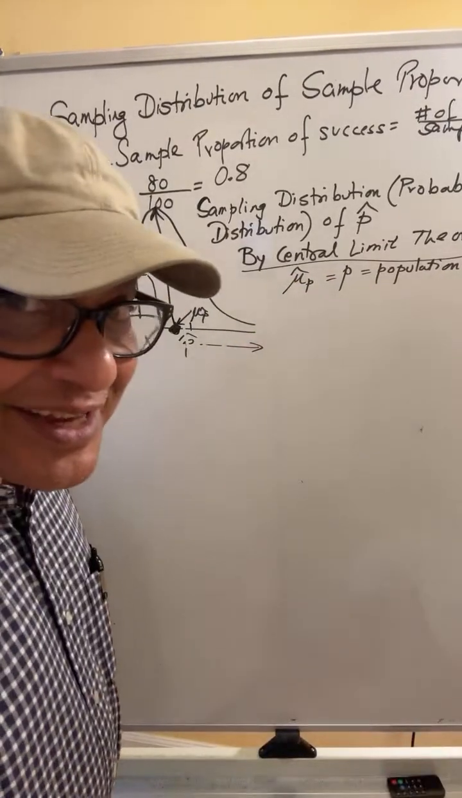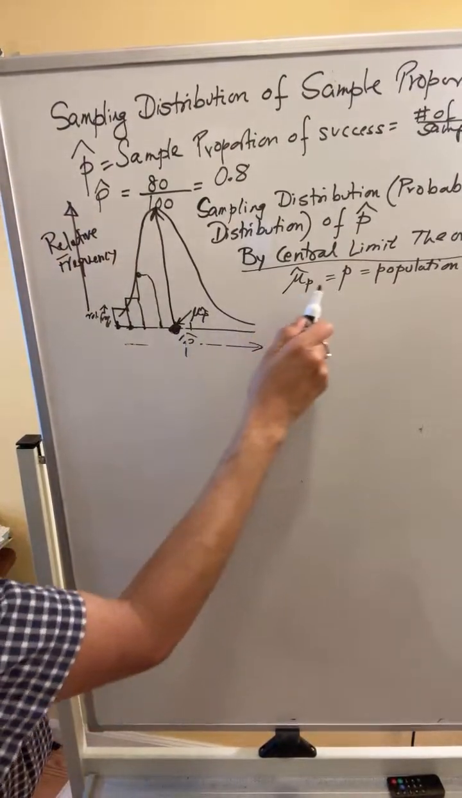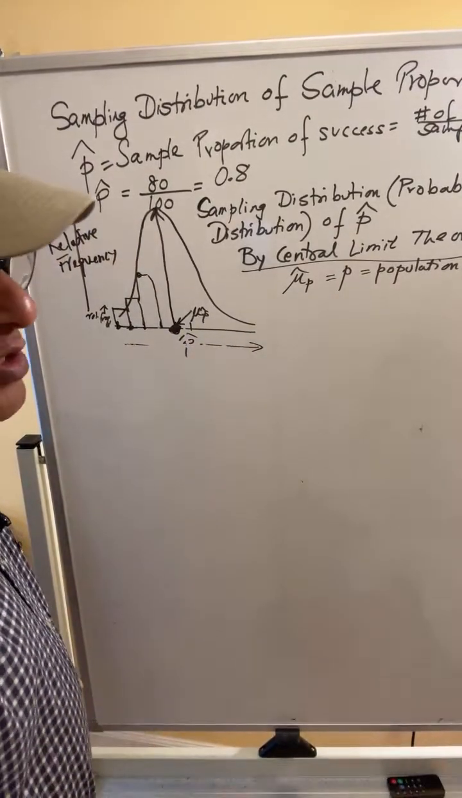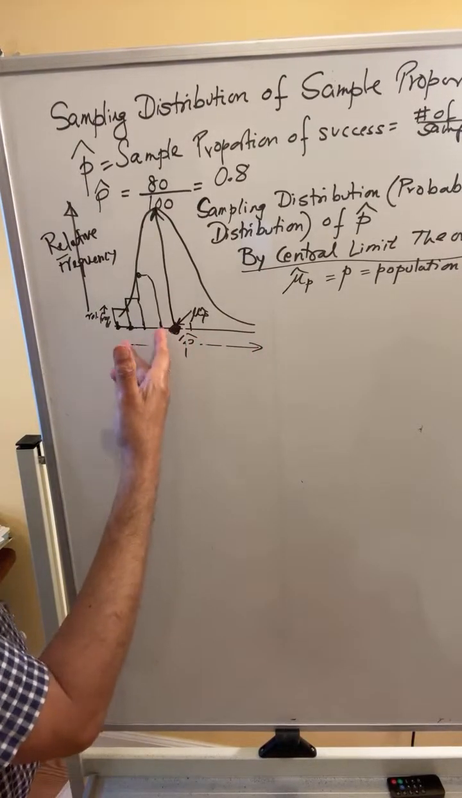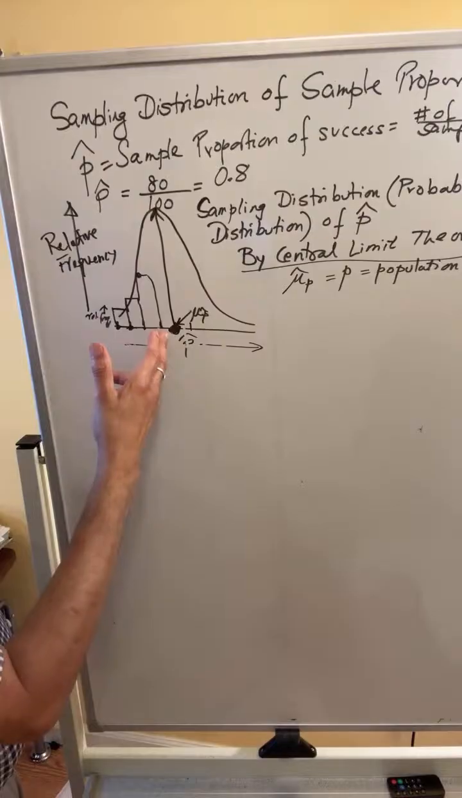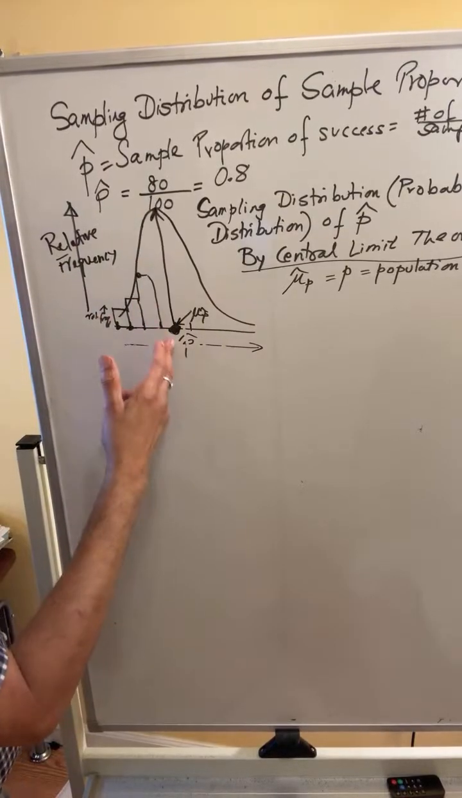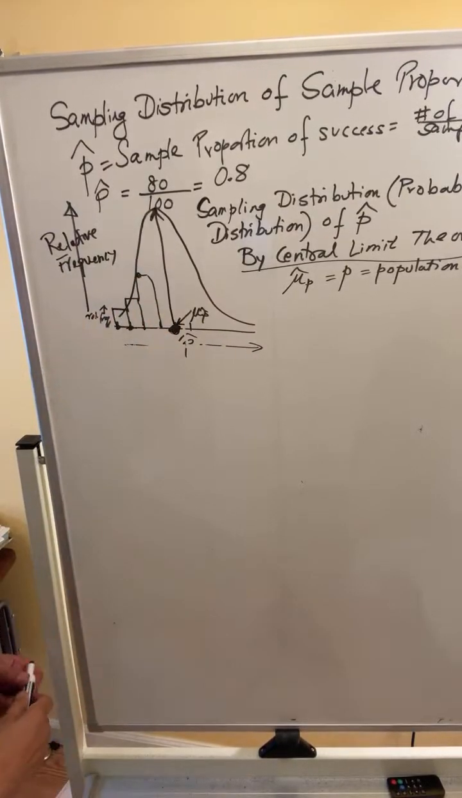Did you catch what I said? So the center is the population proportion. I did not know the population proportion, but by doing this experiment, I can get the peak, and therefore I can locate the population proportion, which is the center or mean of this distribution.